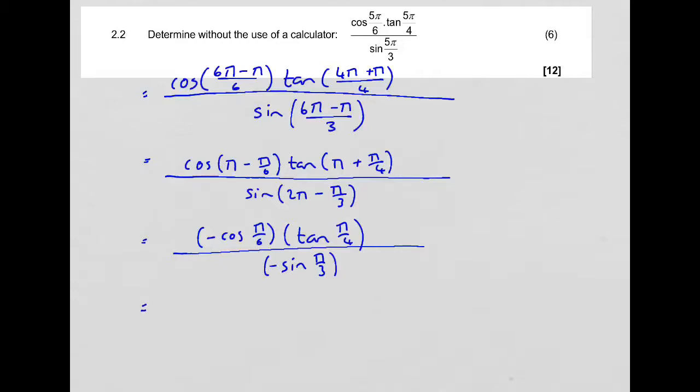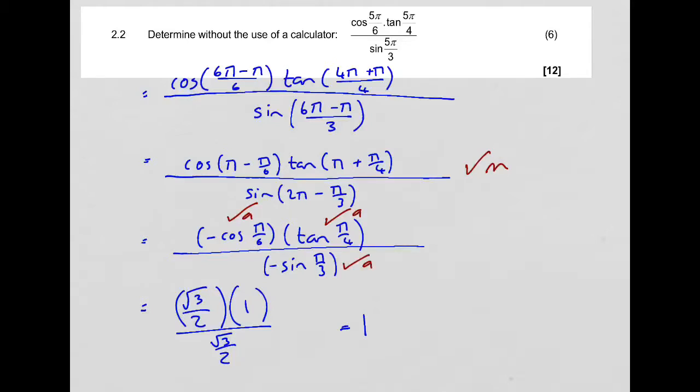And now we replace with the special angles. Right, so cos pi over 6 is root 3 over 2. And tan pi over 4 is 1. The denominator is sine pi over 3, which is also root 3 over 2. So clearly this equals 1, as the root 3's over 2's cancel. Right, marks are allocated for your method in reducing. Then you get an accuracy mark there, an accuracy mark there, and an accuracy mark for putting your special angles in, and then a final mark for the answer.